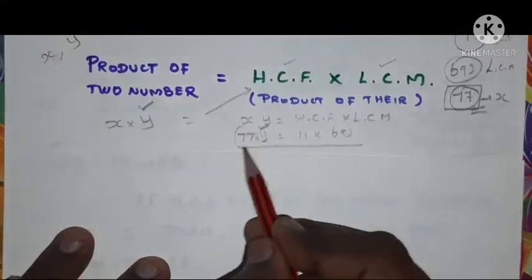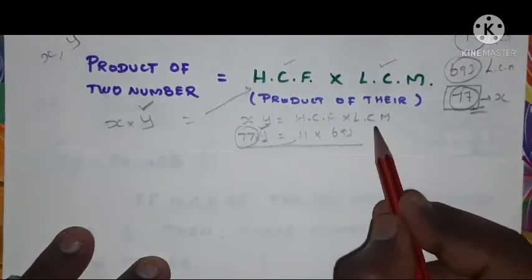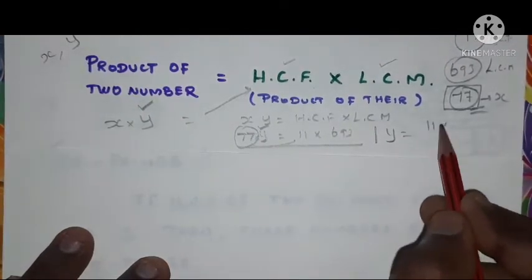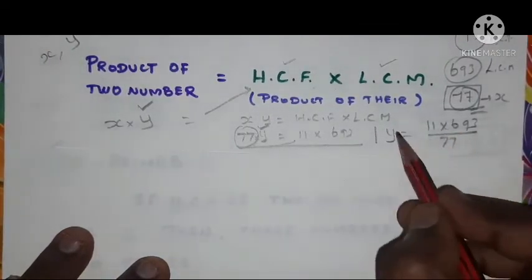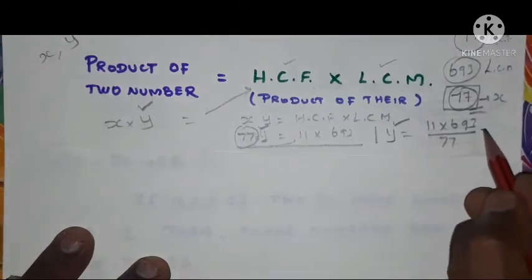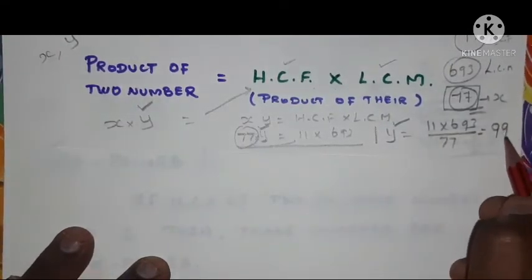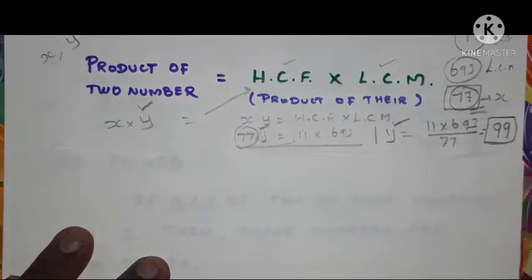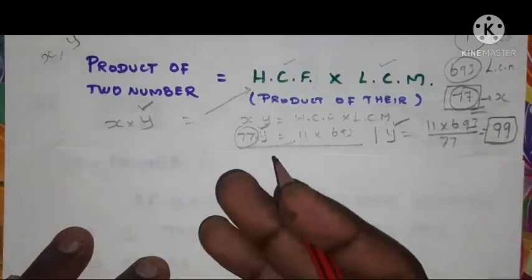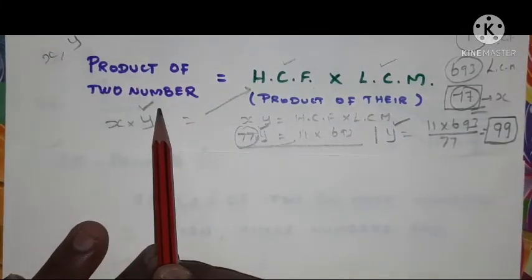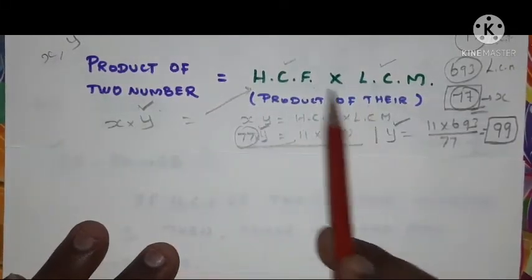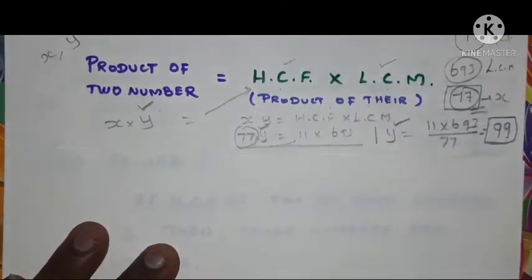How do we solve this? The 77 will go to the other side, so it will become division. Hence y is equal to 11 into 693 divided by 77, right? If we solve this, we can easily identify the y value, and the y value we get is 99. That is the other number. So for these kinds of problems, we can use this relation, that the product of two numbers is equal to the product of their HCF and their LCM. One of the important formulas that everyone should keep in mind. Fine, we'll go to the next one.